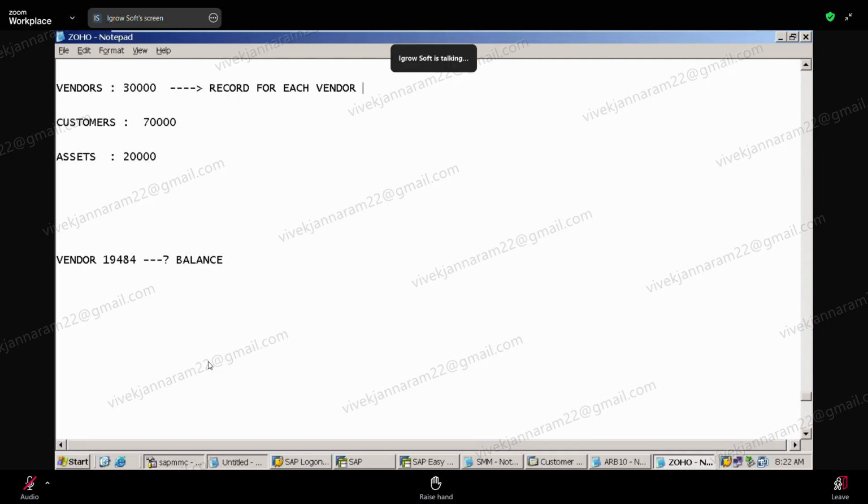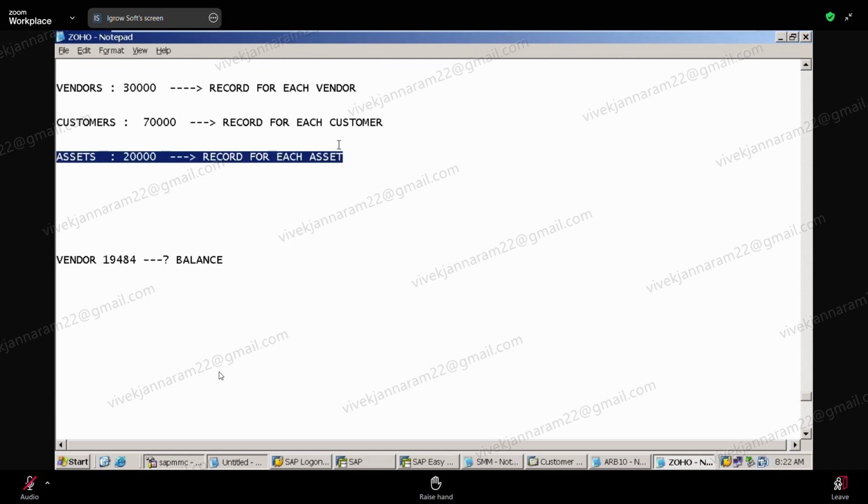Now for customers also we maintain a record for each customer. Same way assets also we maintain a record. Why should we maintain a record for each asset, guys? If I don't maintain, what will happen? We need to calculate the book value and the depreciation also. Okay, that is there. But the bigger risk is that assets will disappear.